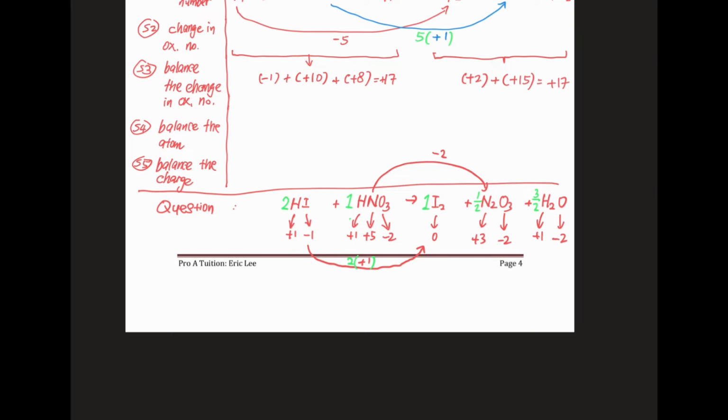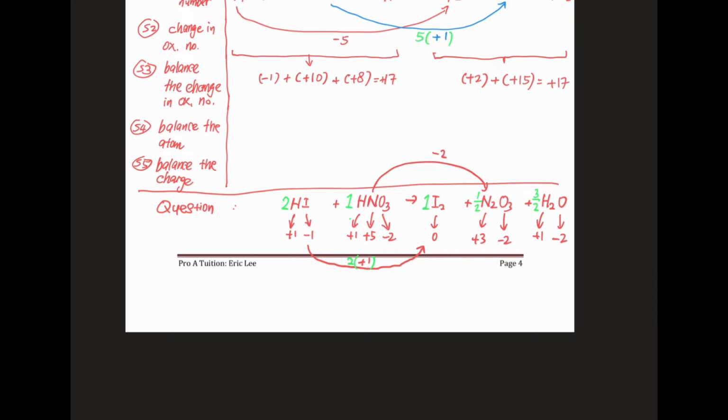After that, let's see whether the oxygen is balanced or not. You have 3 over 2 oxygen plus half times 3, 3 over 2 oxygen again. So altogether 3 oxygen, and here also 3 oxygen. So it is balanced also. So that is how we balance it.